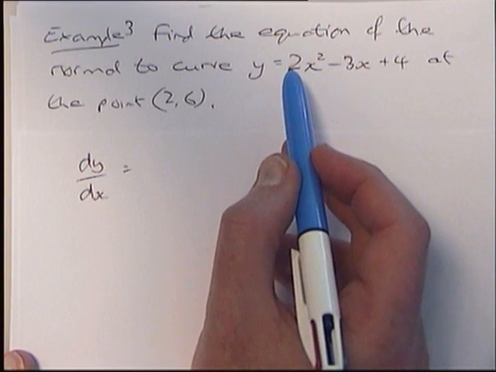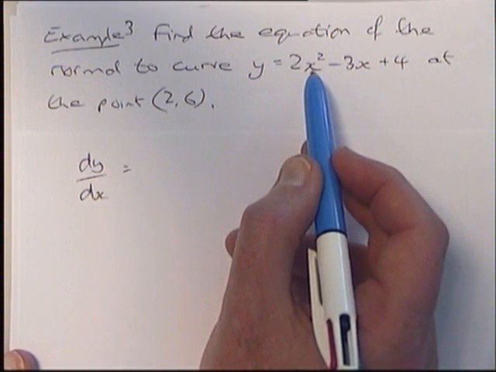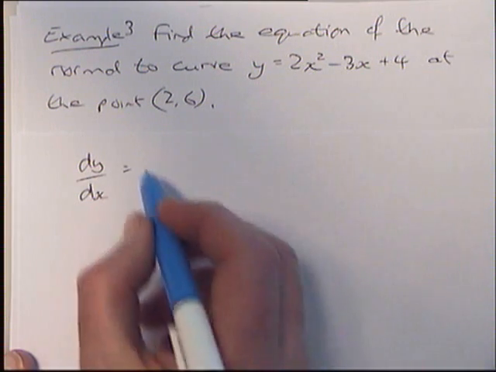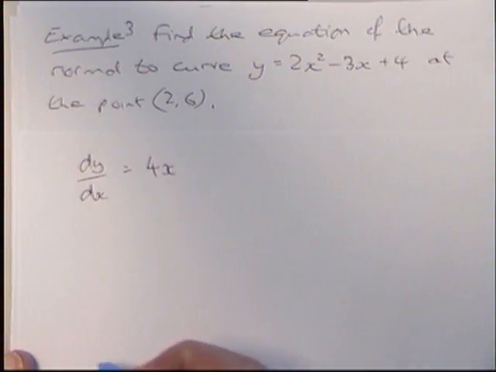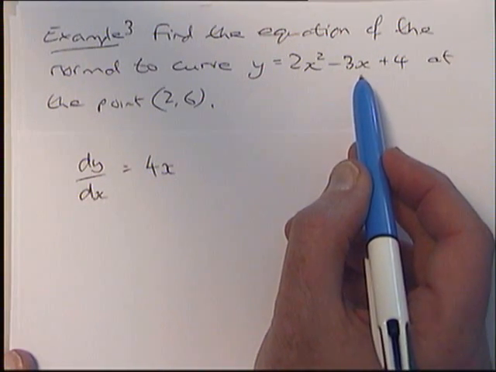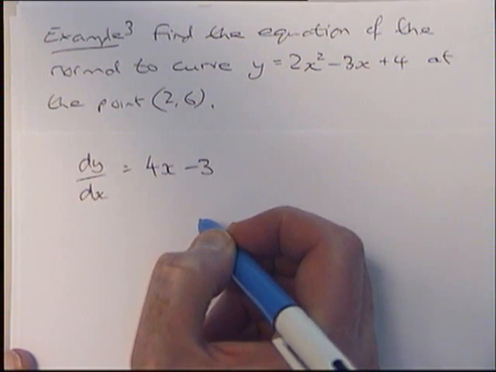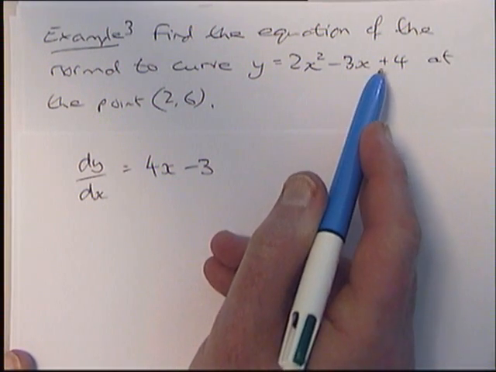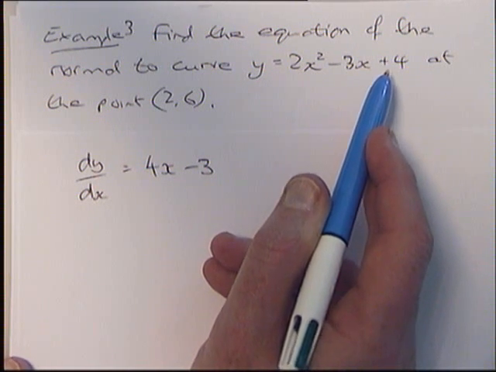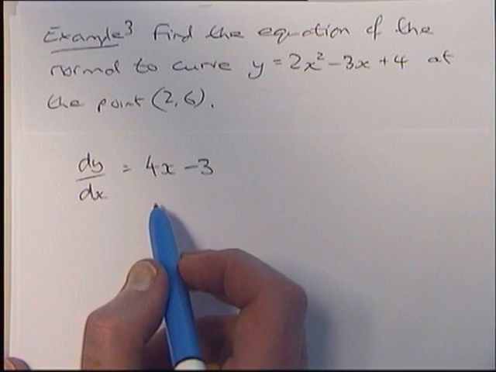Remember, the power comes down and is multiplied, so here 2 times 2 is 4, and then I'll knock one off that power. So I'll get 4x for the first part. Then when I differentiate this bit, minus 3x, because it's a number in front of the x, I just get the number, which is a minus 3. And if I differentiate just a number, that bit disappears. So that is my gradient function, 4x minus 3.